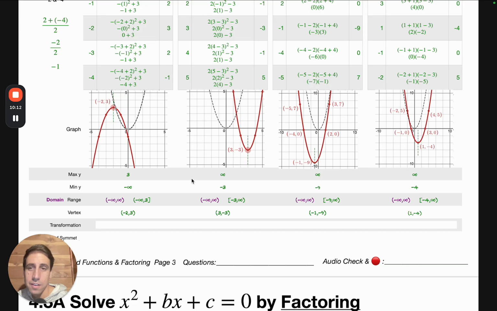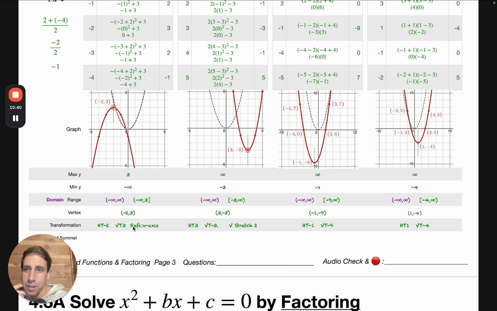Vertex. -2, 3. So that's where it's going to be the center row every time. -2, 3. 3, -3. -1, -9. And remember, although this parenthesis means interval notation, and this parenthesis means grouping symbols in PEMDAS, these parentheses mean a location on the graph. Where's the vertex? It's here, -2, comma 3.